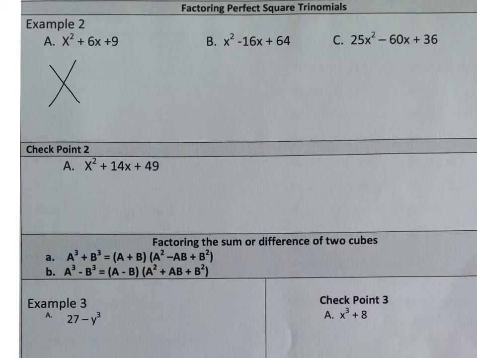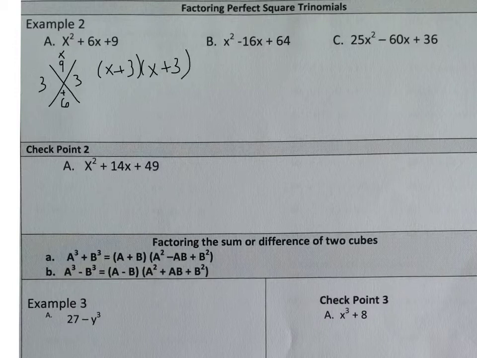Remember, in our diamond, we have to add to B, so we have to add to 6 and multiply to A times C, which is 9. Two numbers that add to 6 and multiply to 9. That is 3 and 3. 3 times 3 is 9. 3 plus 3 is 6. And so what you get is x plus 3 times x plus 3.